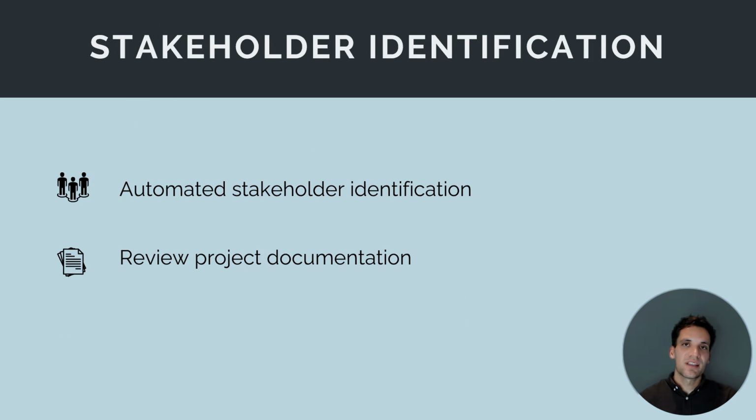So the first step, stakeholder identification, and you can probably guess exactly what I'm going to show you in this section, but we use ChatGPT to help us identify our stakeholders. Based on the project documentation, we can get ChatGPT to generate a superset of all the possible stakeholders impacted by the project based on its understanding of the project scope, documentation, and context.